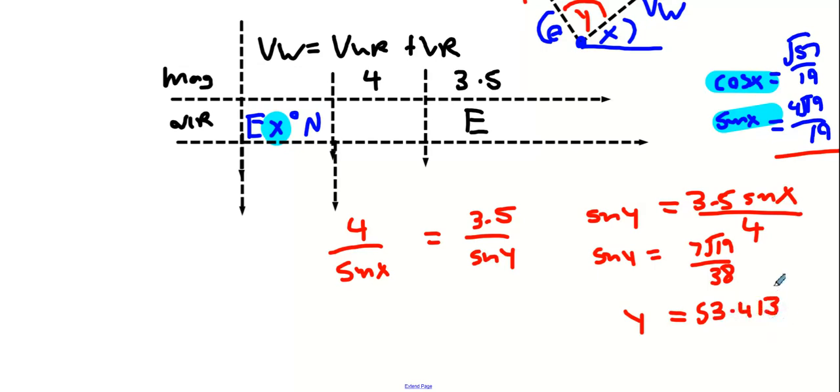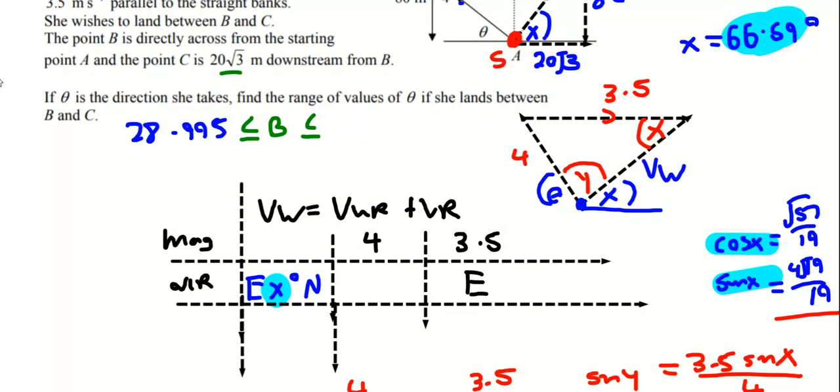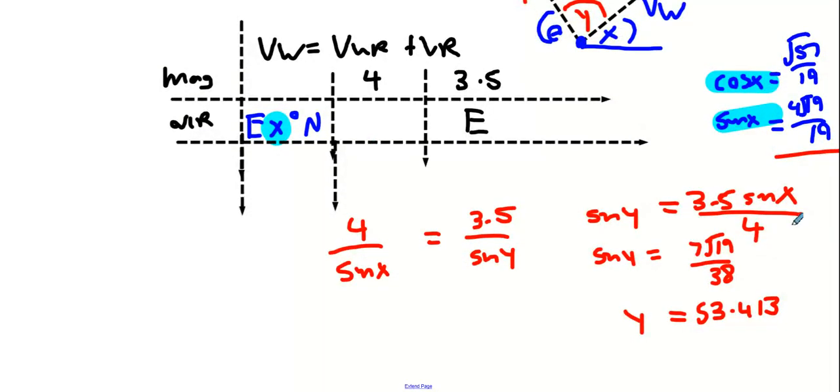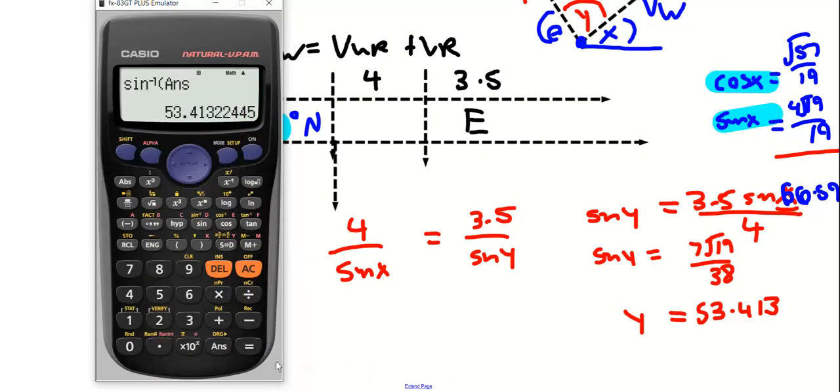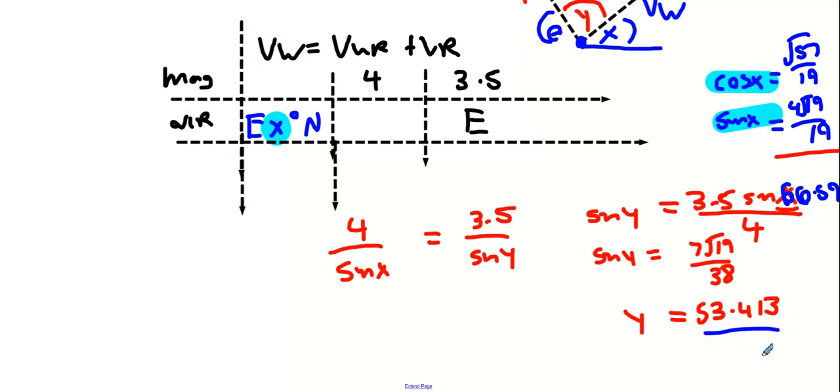Now, just out of interest, I'm going to use that decimal from earlier, 66.59, for this here and see if it would have made any difference. 66.59, all right, let's try it out. 3.5 sine 66.59, all divided by 4, and then shift sine inverse answer: 53.415. So you can see there's very little difference there. This is the more accurate answer though.